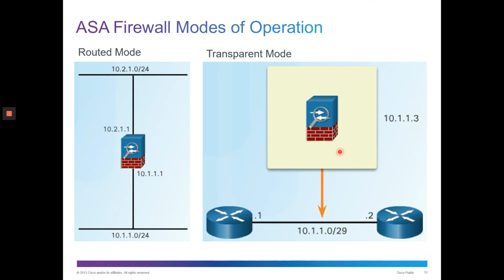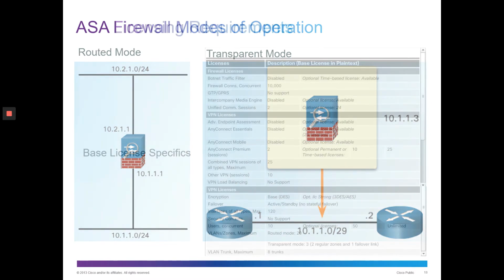But it has some limitations compared to routed mode. It doesn't support dynamic routing protocols, for example, VPN, quality of service, or DHCP relay. They are not supported in transparent mode, but you can have these in routed mode. So these are the two modes of operation.